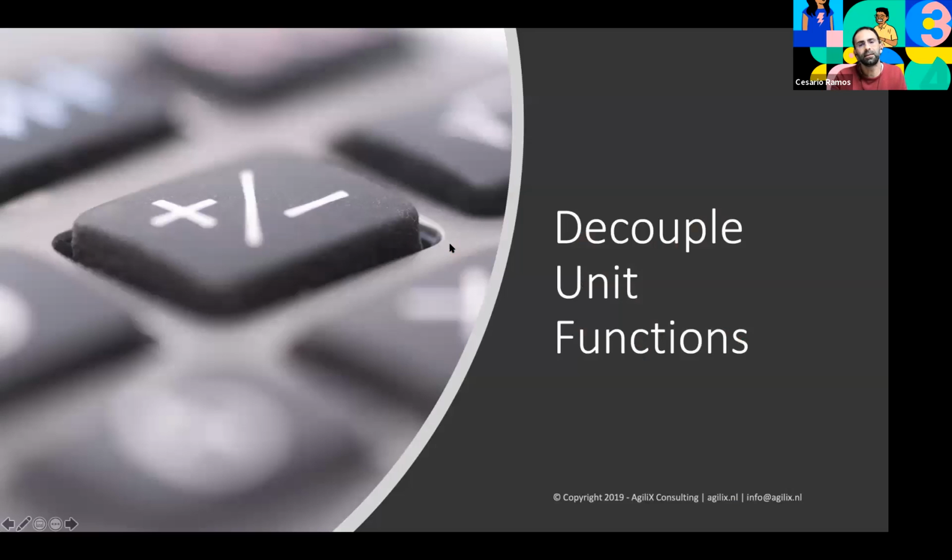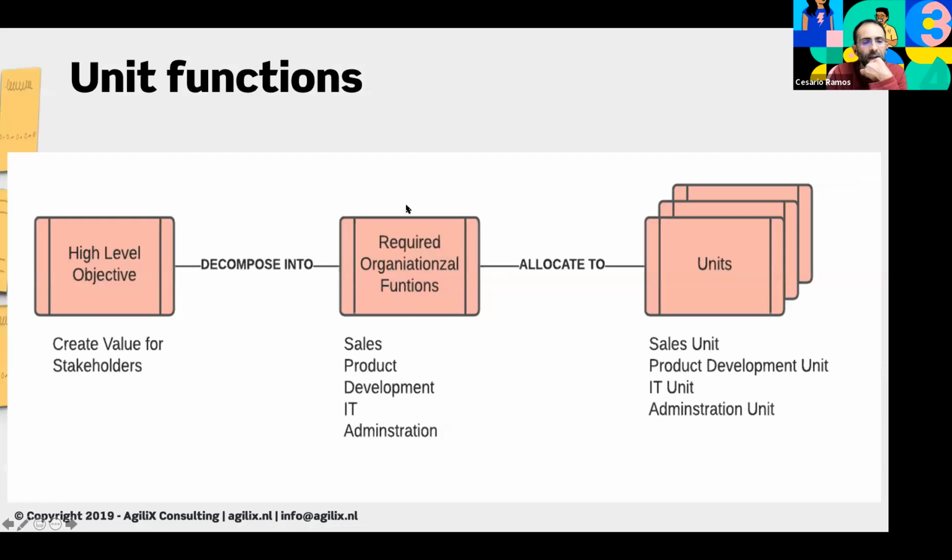So the first one is decouple unit functions. So what does that mean? So if you look at traditionally, what we do is if we have an organization, let's say a department or a larger organization, there's always an objective. Let's say, just for simplicity, that the idea is, well, we want to create value for stakeholders or money, right? And then we have to think about, so what kind of functions do we then need? What are the activities that we need to do in order to achieve that objective?